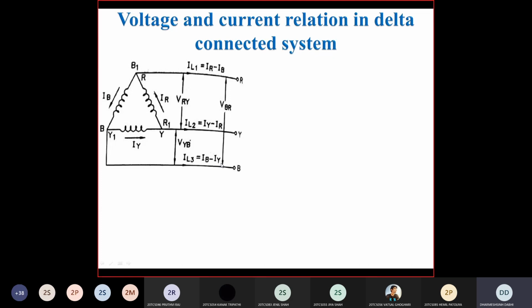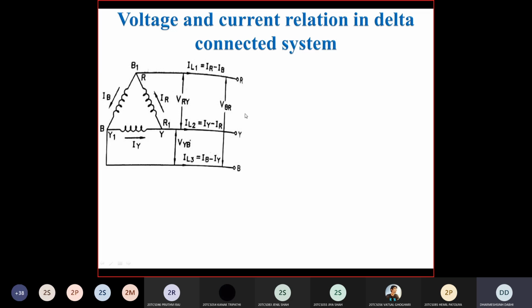So it means that in delta connected system, phase current and line current are not the same, whereas in the star connected system both are the same. Clear? But here in the delta connected system, line current is not equal to phase current. Line current is equal to what? The vector difference between two phase currents. Yes, IR, IY and IB are the phase currents. Clear?